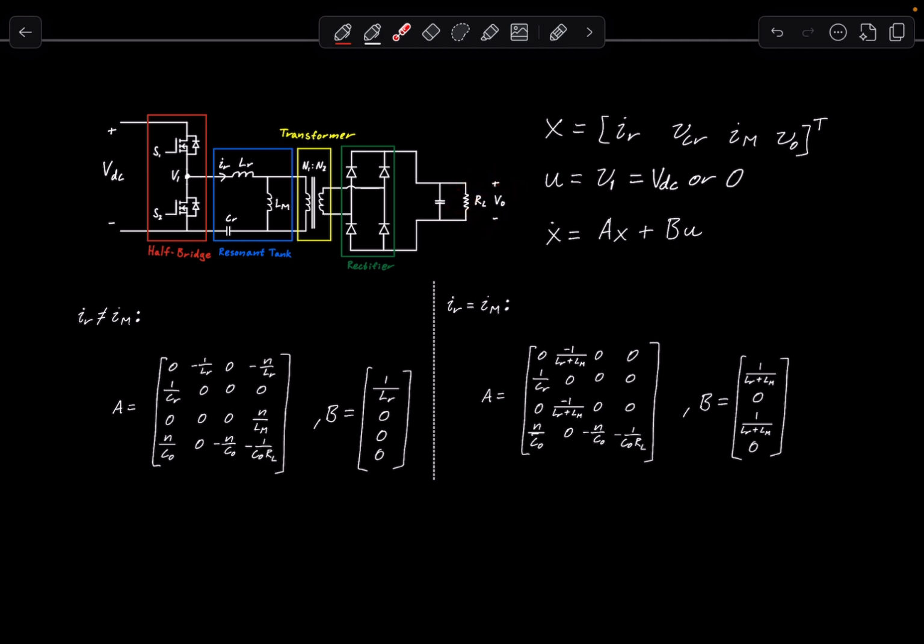We also want to define an input, which in this case is simply V1, which is either VDC or 0, depending on the time and switching frequency. So in order to find the state-space model, we just need to find A and B. These can be defined in two steps: either when IR is not equal to IM, or when IR is equal to IM. When IR is not equal to IM, we get this one, and if not, we get this one. I will show you how to find the two different sets of matrices.